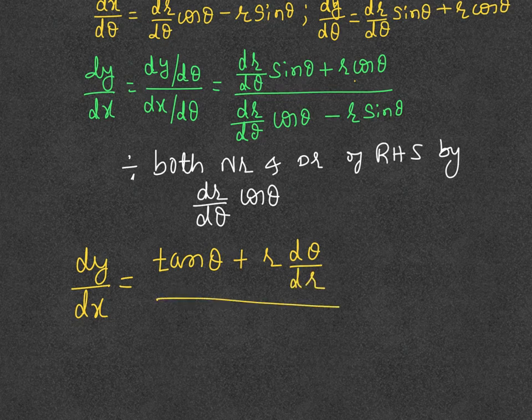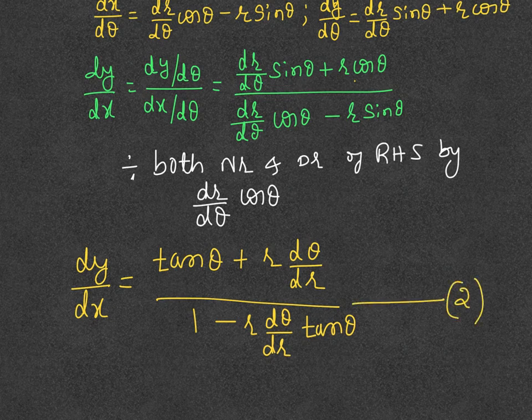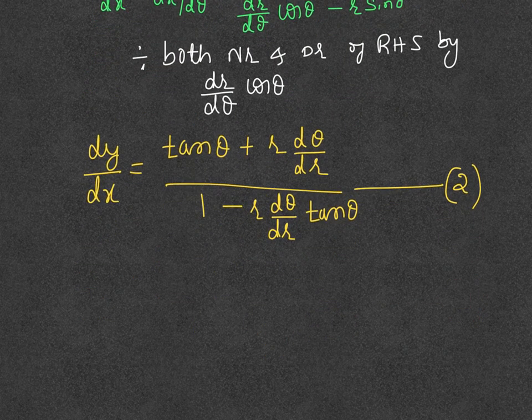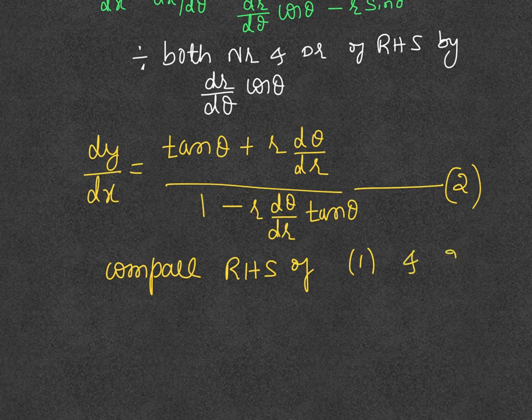And divided by, we have the same thing here, so it becomes 1 minus, again sin theta by cos theta is tan theta, and r divided by dr by d theta can be written as r d theta by dr. So let me take this as result 2. Now the LHS of 1 and 2 are the same, dy by dx. Now we equate the RHS of 1 and 2.